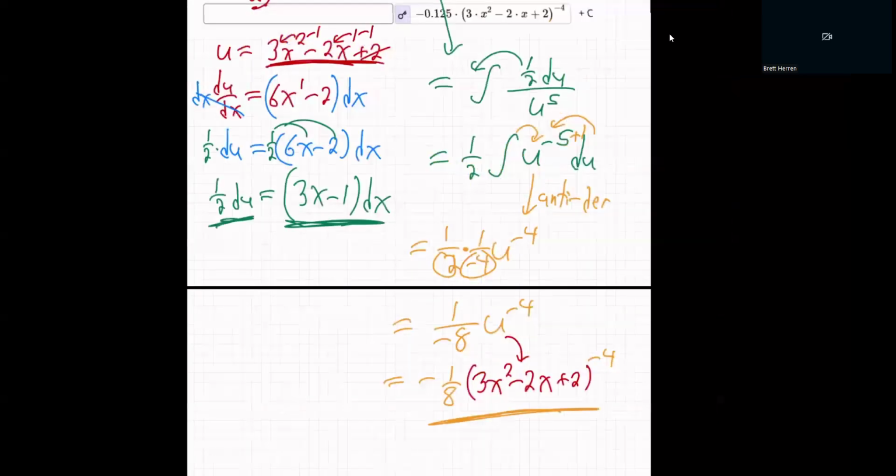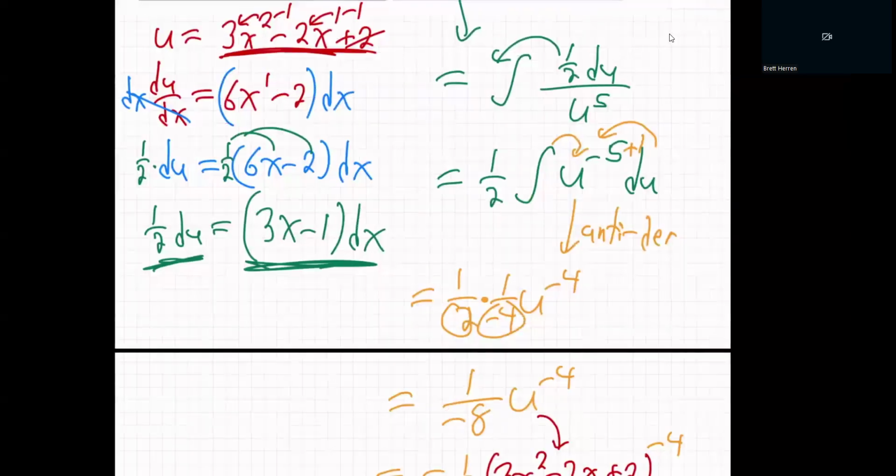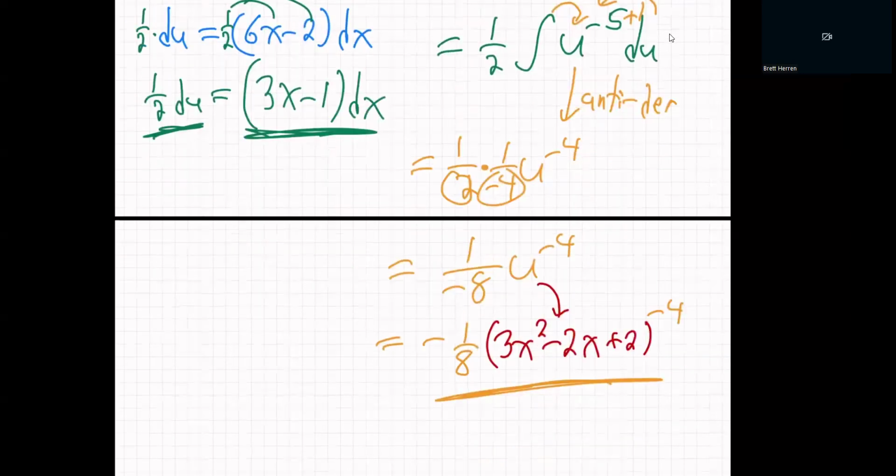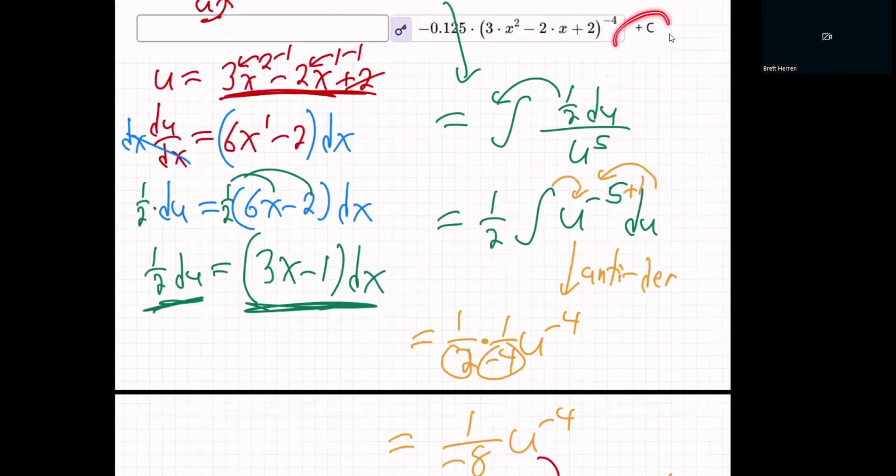We did the antiderivative. Do we have the right answer? They did it as a decimal, that minus 1/8 in the front, they made it a decimal. Same thing. 3x squared minus 2x plus 2, to the minus 4. And then they have the plus constant there for us. And so there we go.